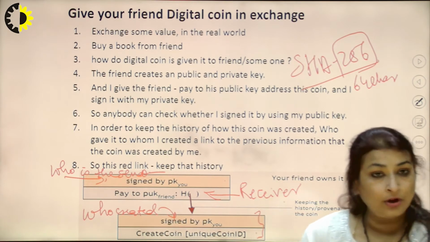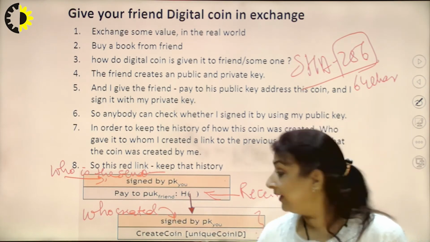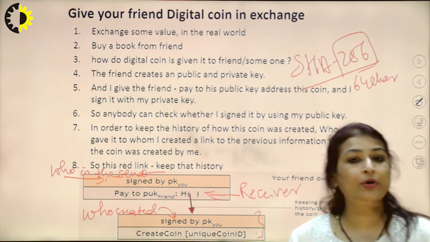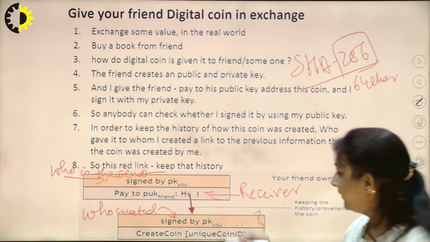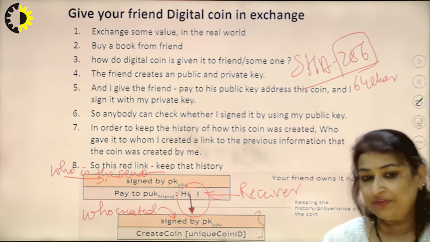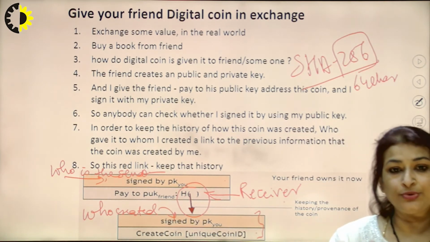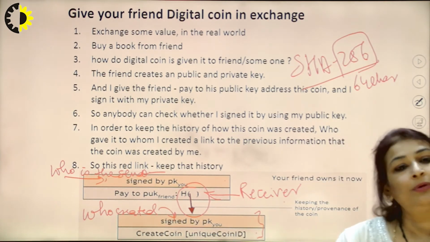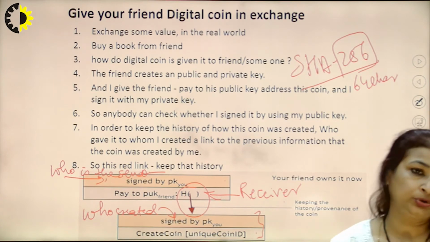Now that particular coin has gone to my friend, and he is now owning that particular coin because he has decrypted that coin. And this tells the history, that is, who generated it, who was authorized to give, who was authorized that this money, or the digital coin, should be transferred.